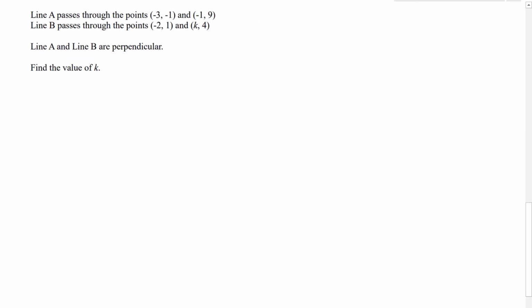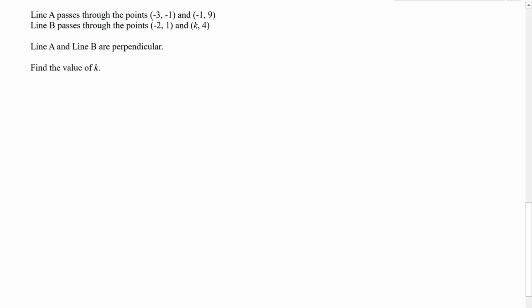And finally, this one is going to be the most difficult one that we're going to look at, because we're being asked to use this idea that we know they're perpendicular to be able to work out what k is, okay? And to do this, we're first going to have to work out what is the gradient of both these lines. So line A passes through points minus 3, minus 1, and minus 1, 9. And line B passes through the points minus 2, 1, and k, 4. And we're being told they're perpendicular, and we want to find what is this value of k.